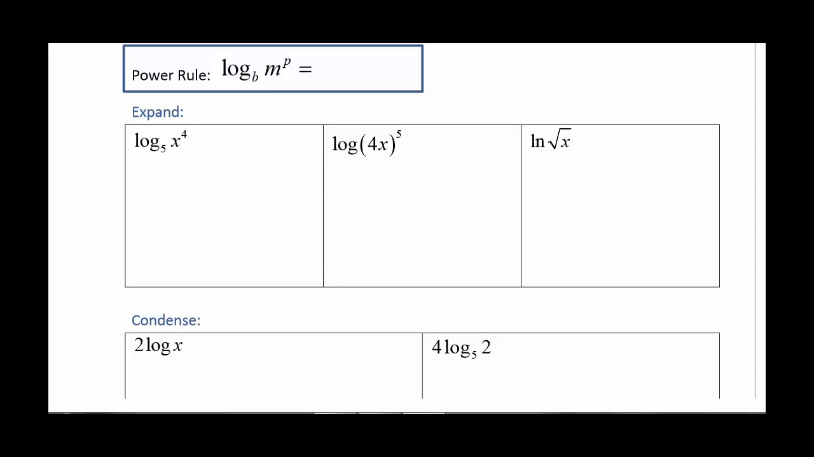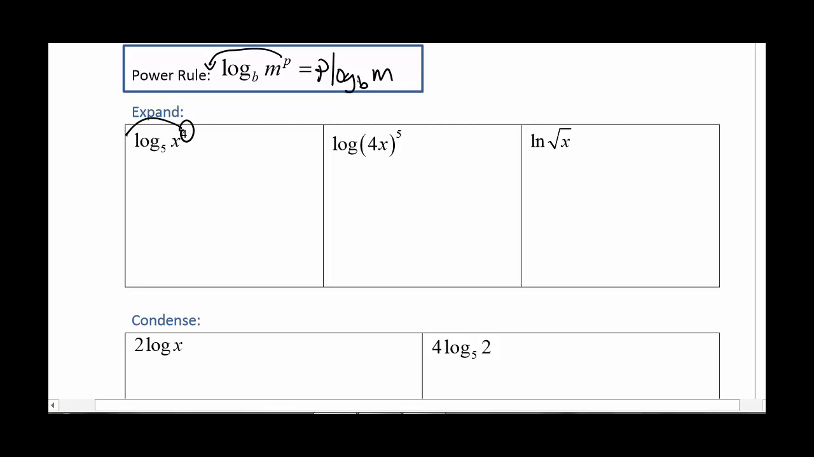The last rule we're going to look at is the power rule. The power rule allows us to take an exponent that's inside a log and bring it out front as a product of the log. So here I would take the p and bring it out front of the log, so I get p log base b of m. Okay, so let's look at these examples here.